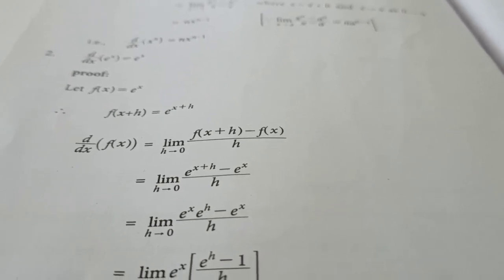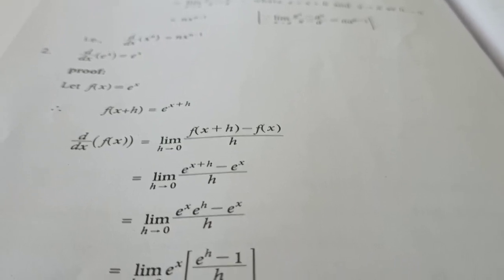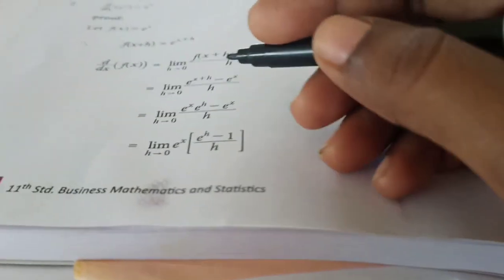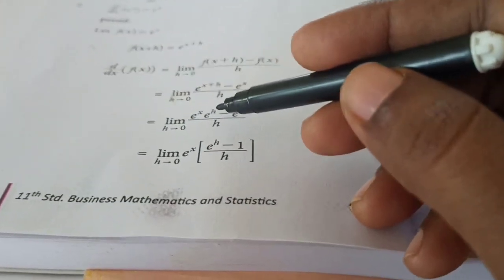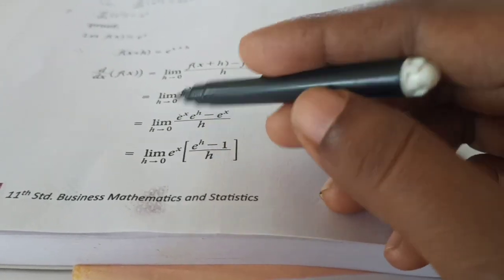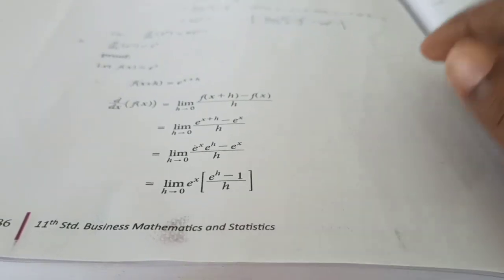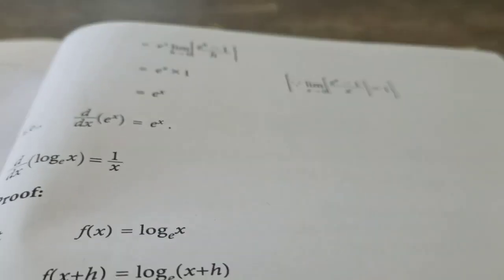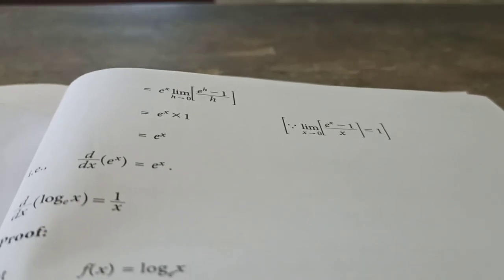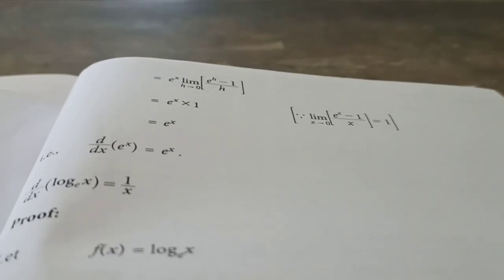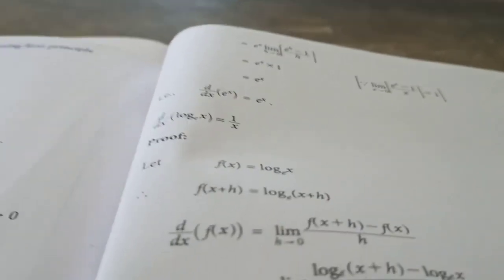Limit h tends to 0, f of x plus h means e power x plus h minus e power x divided by h. Here we are going to split e power x plus h into e power x into e power h. So what will happen? e power x into e power h minus e power x. Here what is common? e power x is common, so e power x times e power h minus 1 divided by h. What do you need to apply here? Limit h tends to 0. In the place of h we will substitute 0. What is the value? 1 is the value. You have already learned that limit of e power h minus 1 divided by h is 1. So if you substitute, you will get e power x. Understand? Okay.